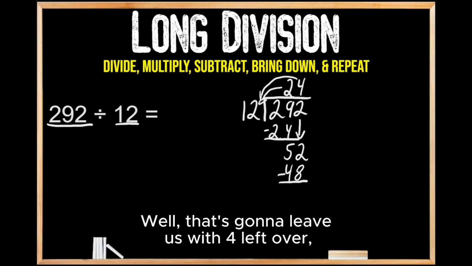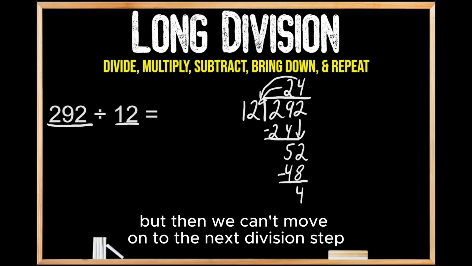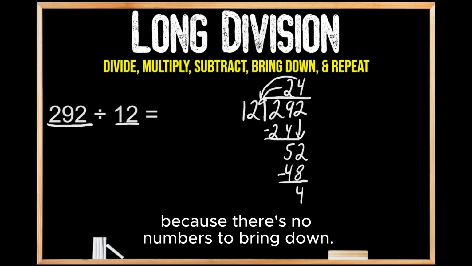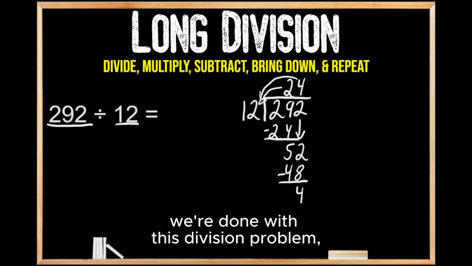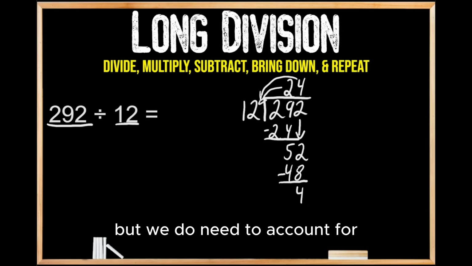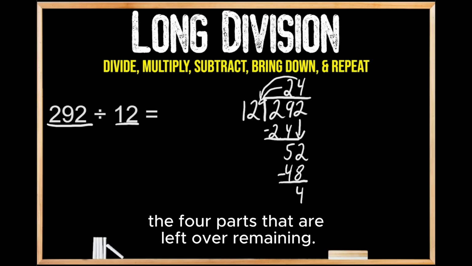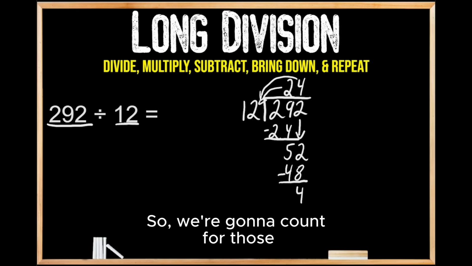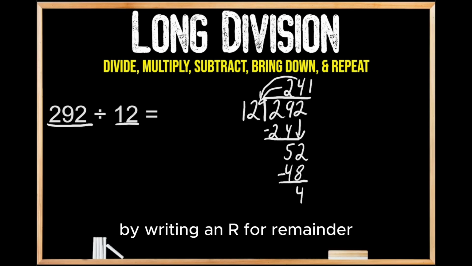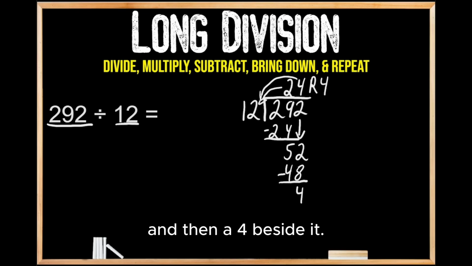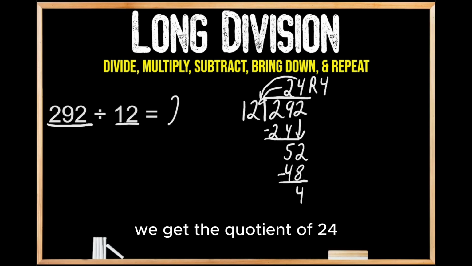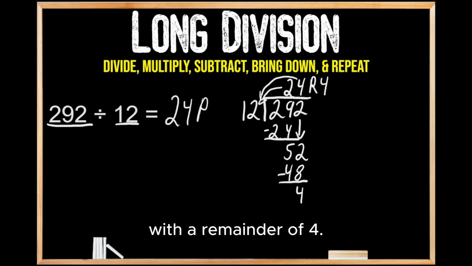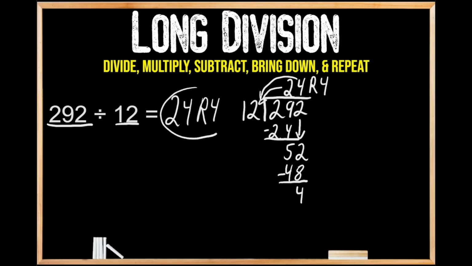That leaves us with 4 left over, but we can't move on to the next division step because there are no numbers to bring down. Since we're not going into the decimal places, we're done with this division problem. But we do need to account for the 4 parts that are left over, so we write an R for remainder and then a 4 beside it. So when we divide 292 by 12, we get the quotient of 24 with a remainder of 4.